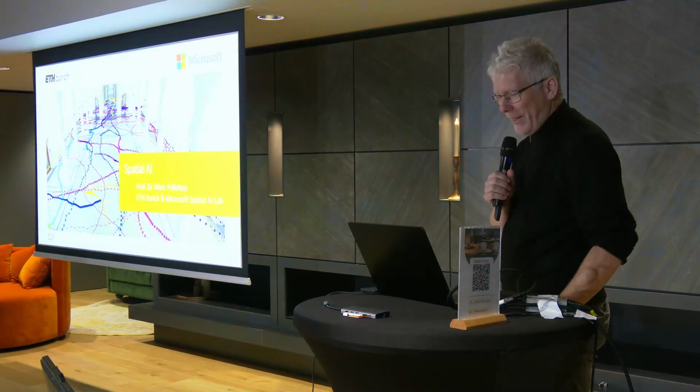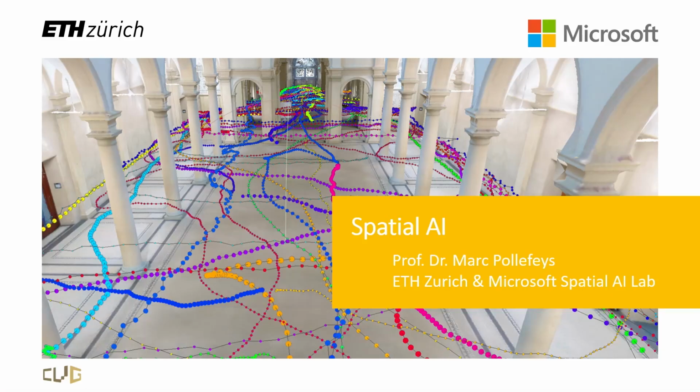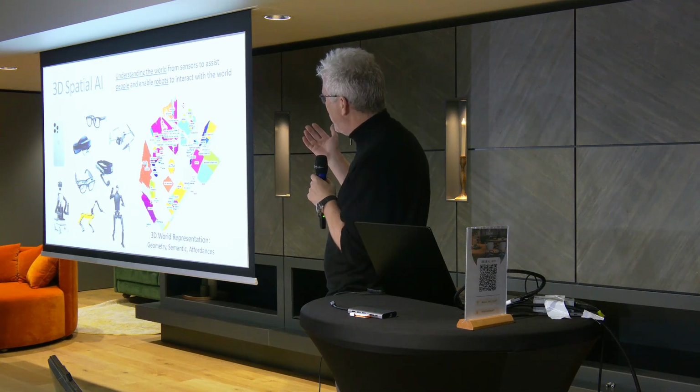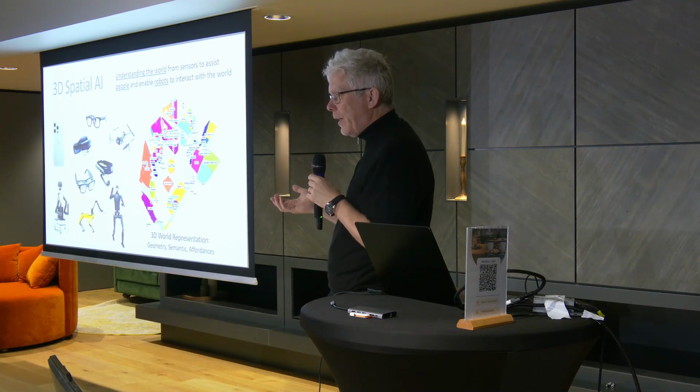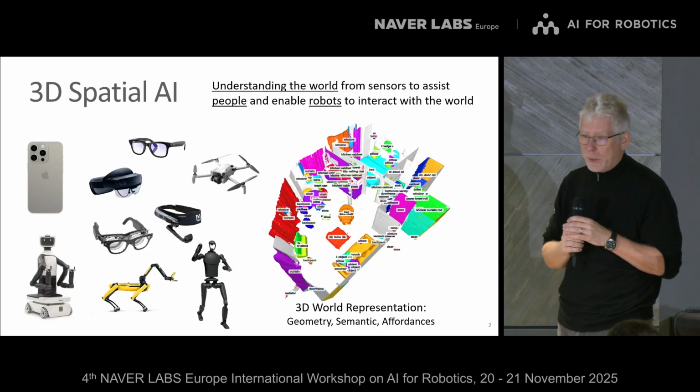Okay, so this will be an overview talk. In particular, we'll talk about spatial AI, and what we mean by that essentially is the ability to understand the world from sensors to assist both people and enable robots to interact with the world.